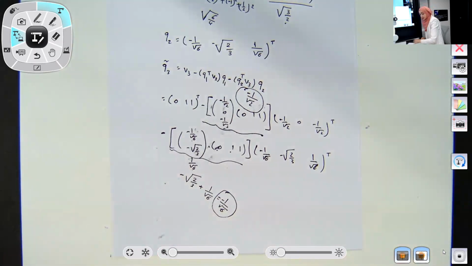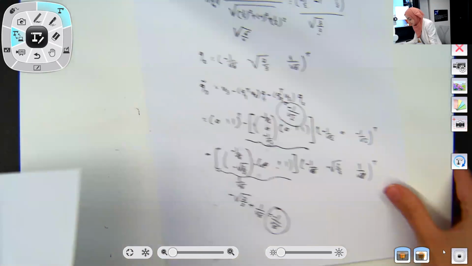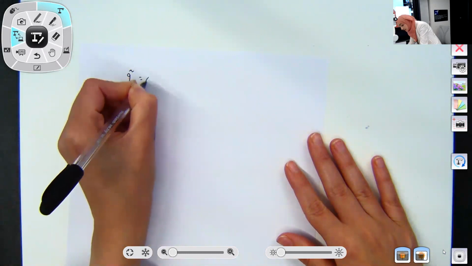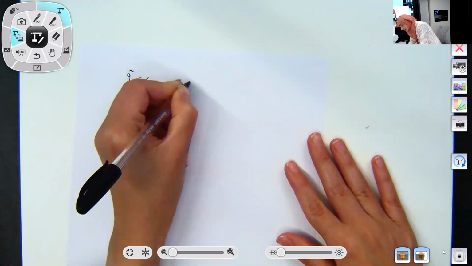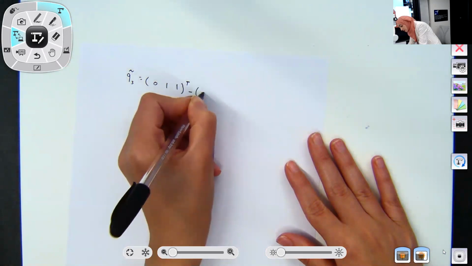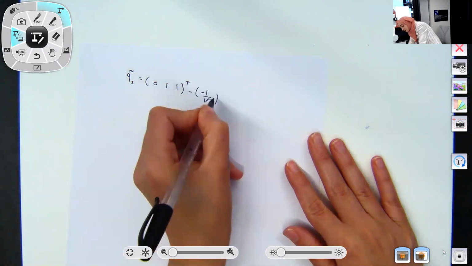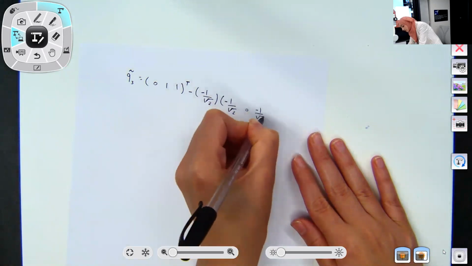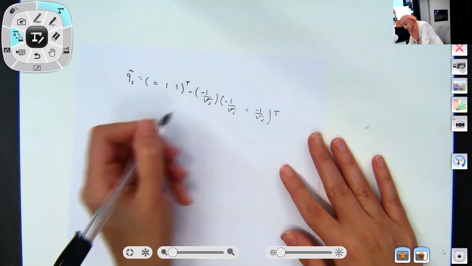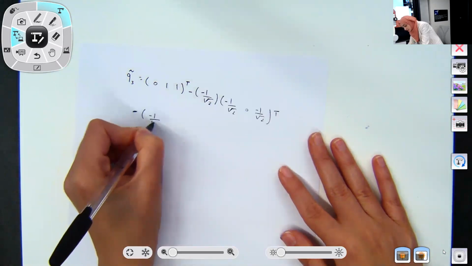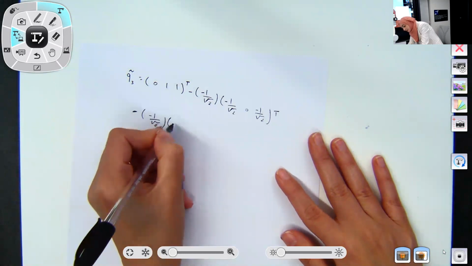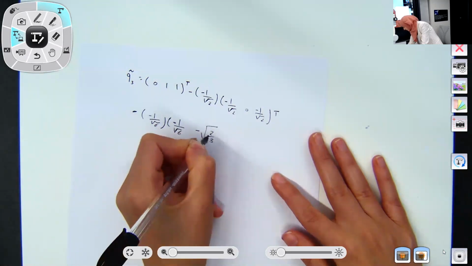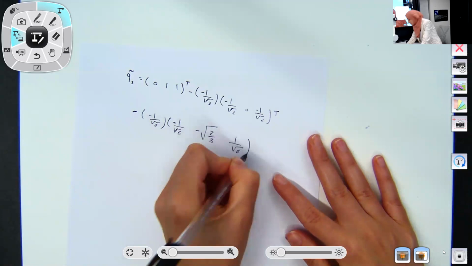Now let's try to find the value of q3 tilde. After we calculate the inner product, you will get that q3 tilde equals 0, 1, 1 transpose, minus minus 1 over square root of 2 multiplied with minus 1 over square root of 2, 0, minus 1 over square root of 2, transpose, minus, here we have minus 1 over square root of 6 multiplied with minus 1 over square root of 6, minus square root of 2 over 3, and 1 over square root of 6.